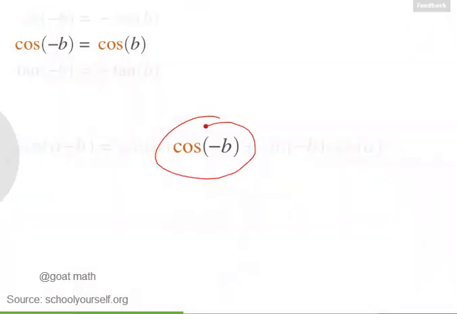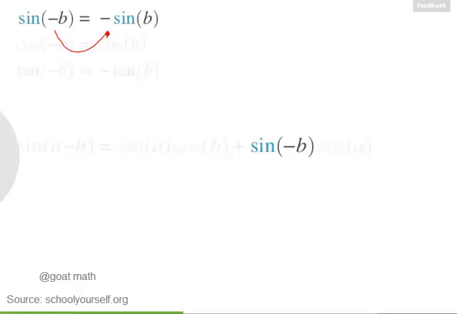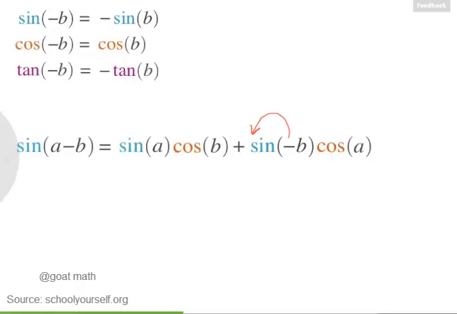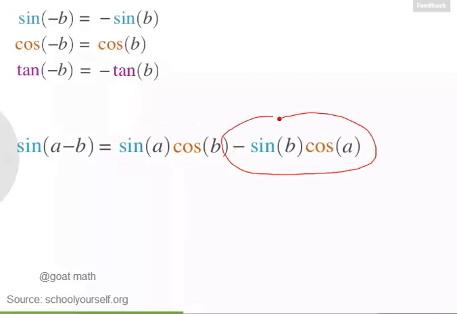Notice the cosine of minus B over here. According to the negative identity for cosine, cosine of minus B equals the cosine of positive B. Also, the sine of negative b equals the negative sine of positive b. So we can pull the minus sign out of the sine function. And now we have the trig identity for the sine of A minus B. For any angles A and B, the sine of A minus B equals sine A cosine B minus sine B cosine A.